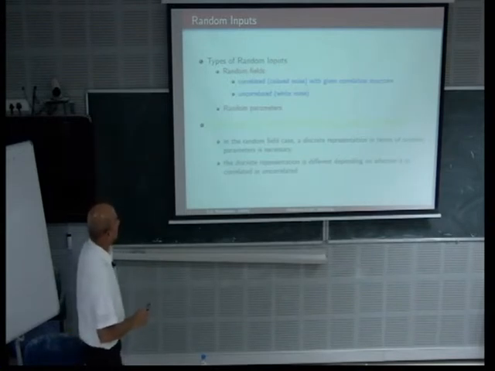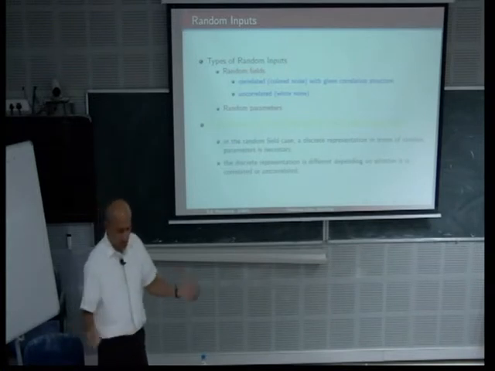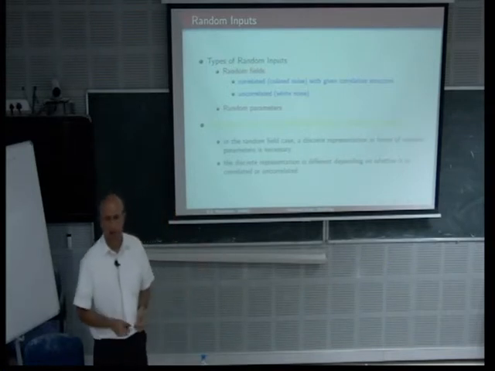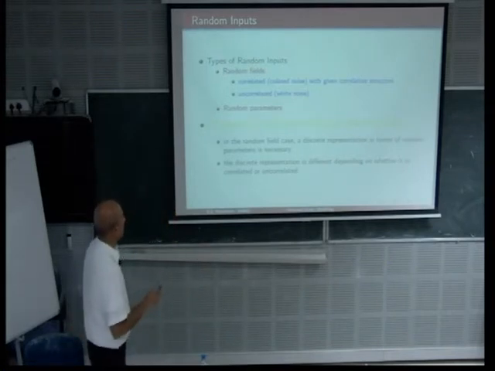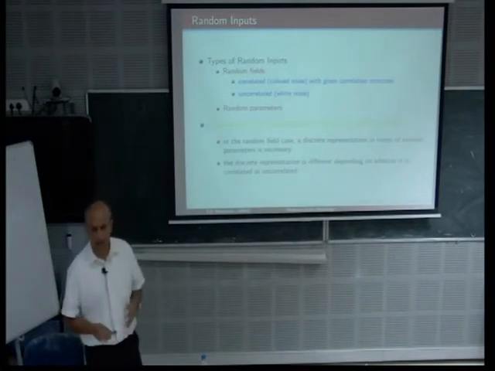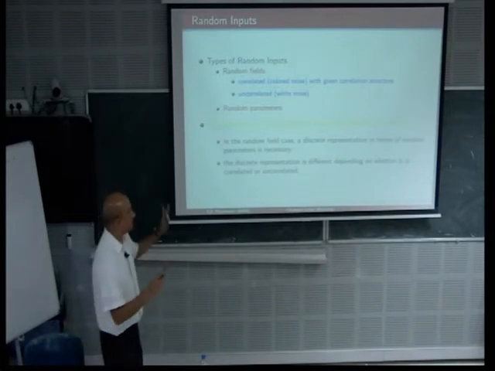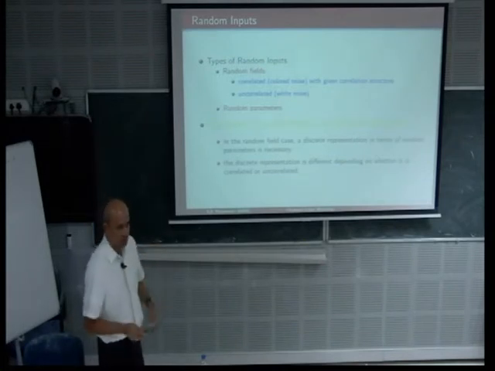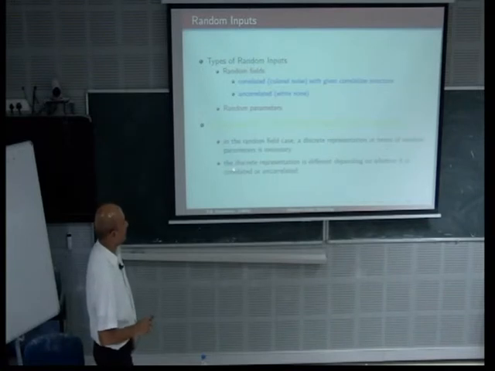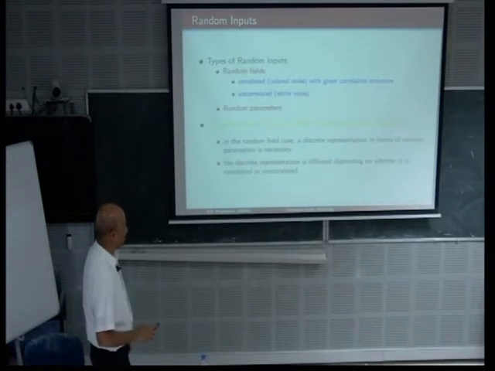So if you take a problem where there are random inputs, some of them are random fields and others are random parameters. So in computers, ultimately we solve a problem that involves random parameters. We cannot say a random field can be put into a computer. So in the random field case, a discrete representation in terms of random parameters is necessary. The discrete representation is different depending on whether it is correlated or uncorrelated.